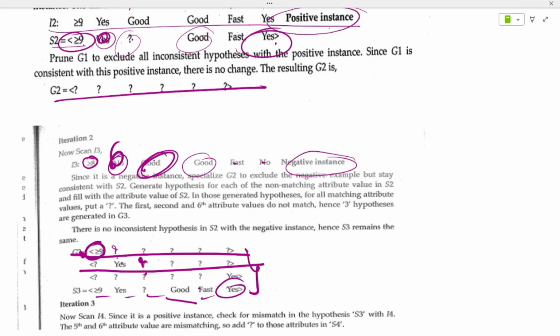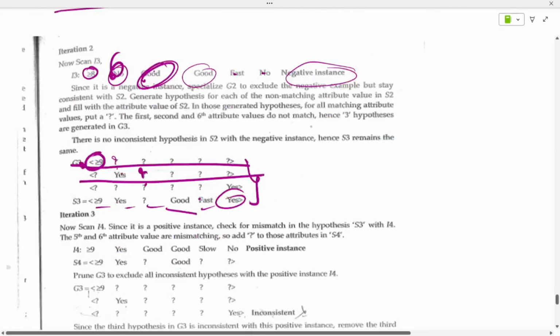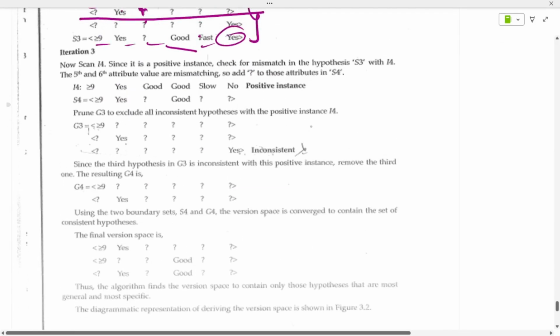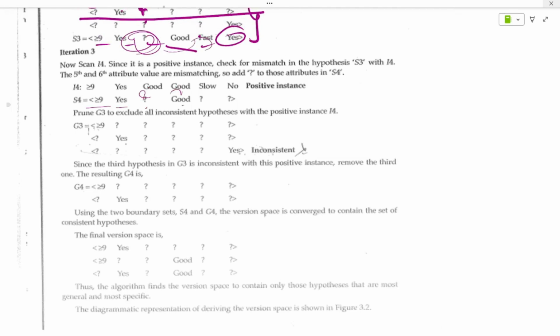See, just remember, if it is a negative instance, the G will be changing. If it is a positive instance, S will be changing. Next again the positive instance, S will be changing. Again yes, good, good, here it is question mark, so here it is question mark, good, good, good only, fast, slow, question mark, any values, yes, no, yes, this question mark, any values it can take.